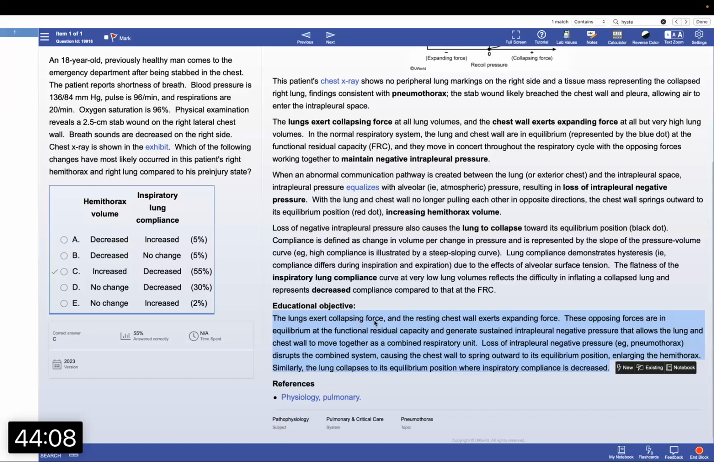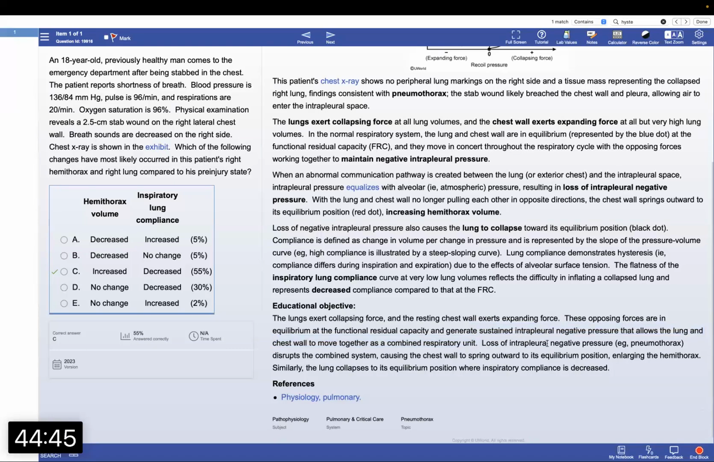So here it says the lungs exert a collapsing force and the resting chest wall exerts an expanding force. This is the important concept. The lungs are exerting a collapsing force, so the compliance went down. The resting chest wall, as you said earlier, even at rest exerts an expanding force. This is the key phrase. These opposing forces are in equilibrium at the FRC and generate sustained intrapleural negative pressure that allows the lungs and the chest wall to move together as a combined respiratory unit.